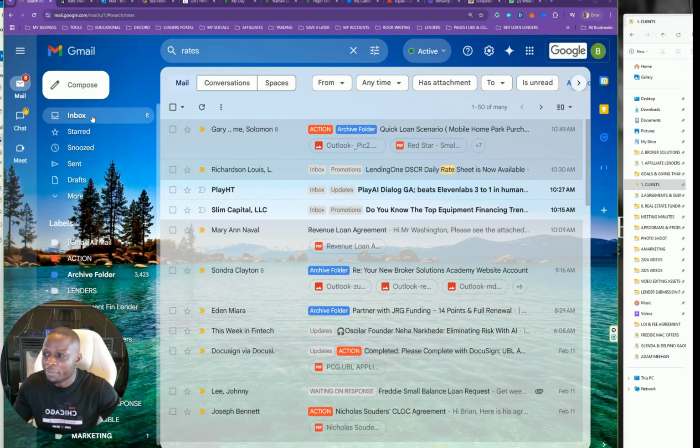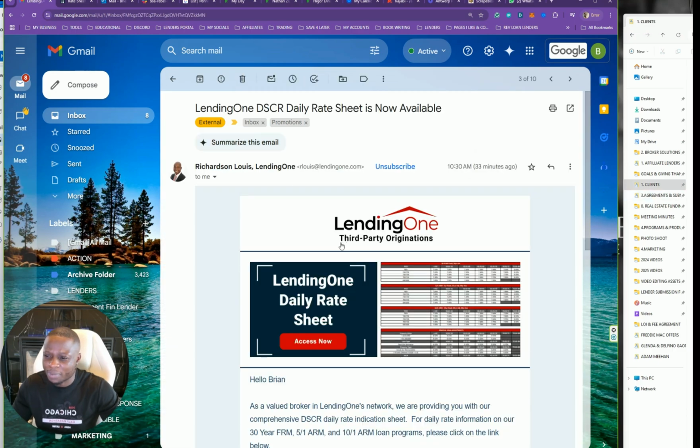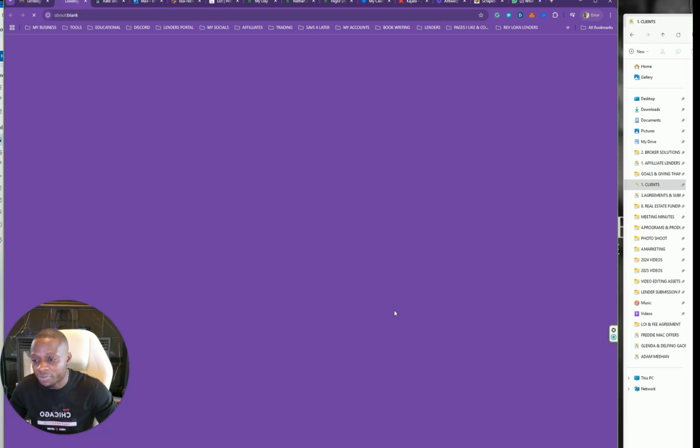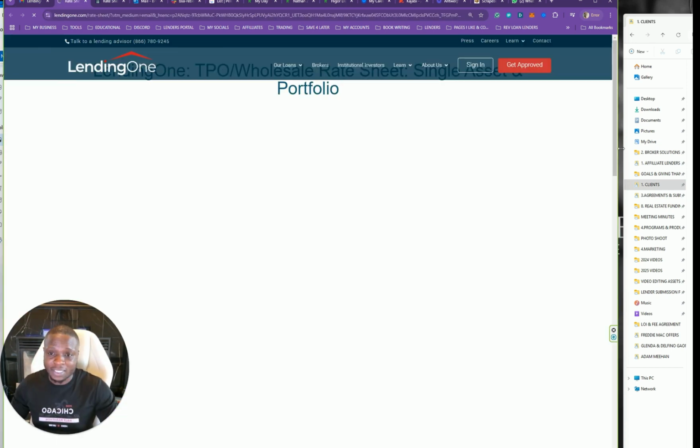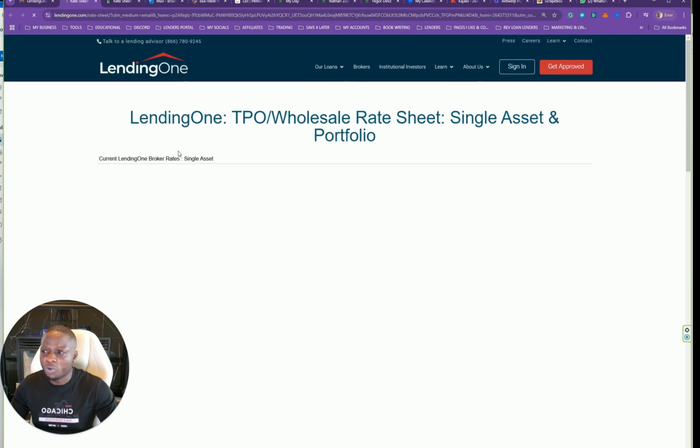I got two rate sheets that I'm going to pull up in front of your face. Let's go ahead and do our thing here. There goes Mr. Loom. This just came in. This is coming from one of our lenders that we work with. They do a lot of investment property, DSCR, those type of loans. And we're going to go over their rate sheets.